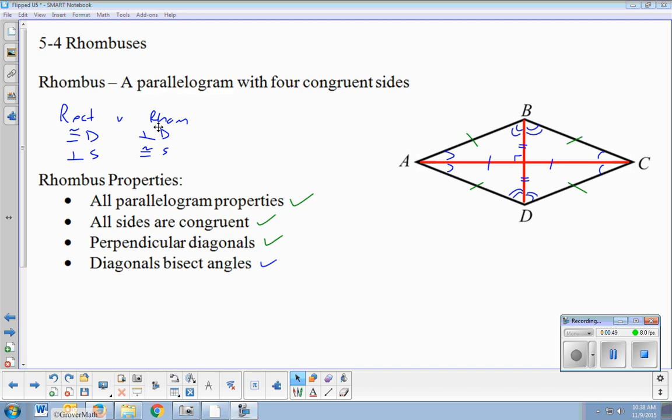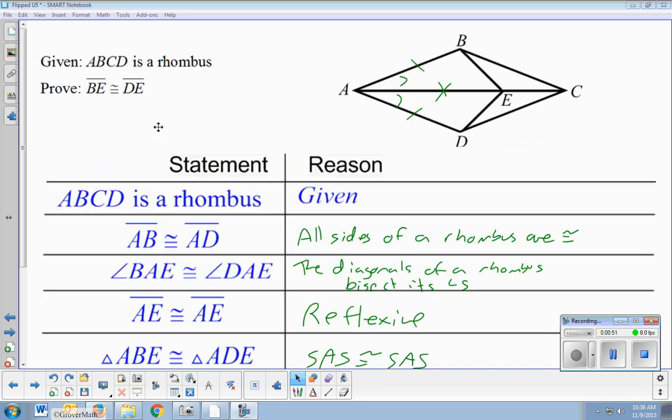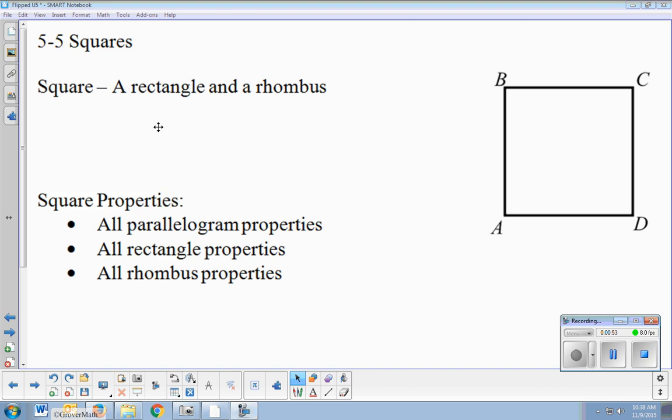So they're very different, but when we put these two things together, we get a square. A square is a rectangle and a rhombus and a parallelogram and a trapezoid all in one. So it has all the properties of a parallelogram: opposite sides parallel, congruent, opposite angles, diagonals bisect, all that good stuff. And it has all the properties of a rectangle: four congruent right angles, perpendicular sides form four congruent right angles. The diagonals are congruent.